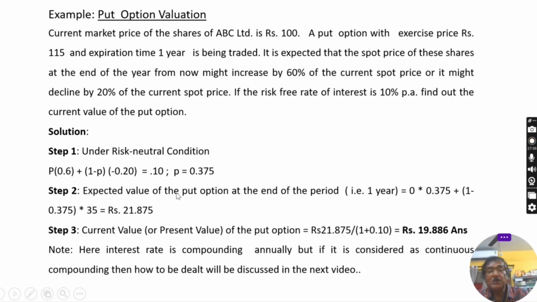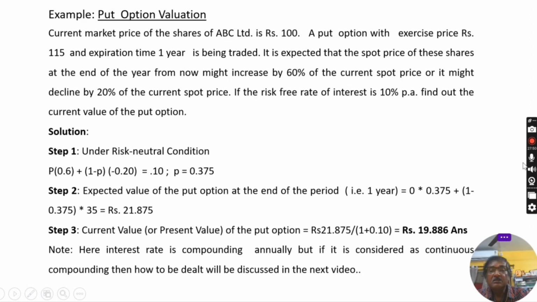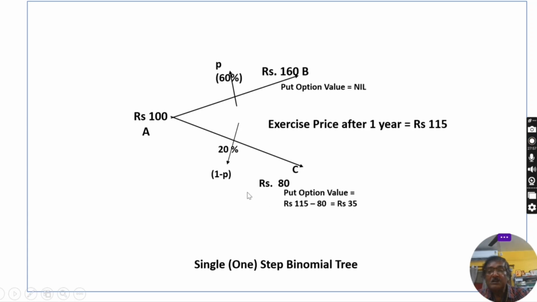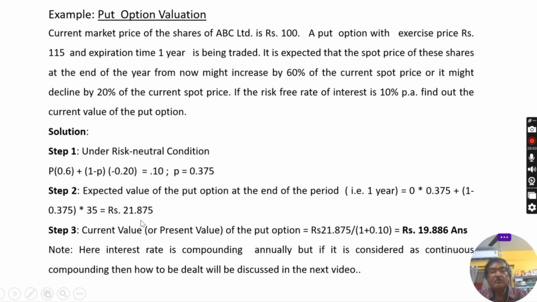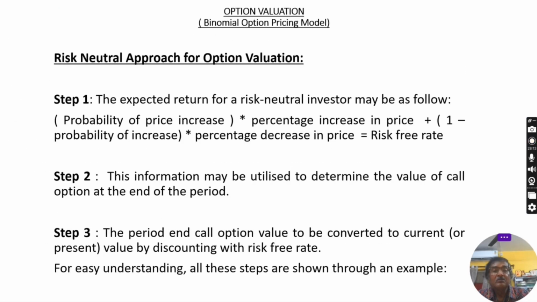Second step: what will be the expected value of the put option at the end of the year? The put option value is 0 with this probability. You see, the put option value is nil, with probability 0.375, plus 1 minus 0.375 times the put option value, which is 35. So multiplied by 35, and this is the expected value of the put option at the end of the year. Third step: you have to convert it to the present value, whether call option or put option, by discounting at the risk-free rate given here.